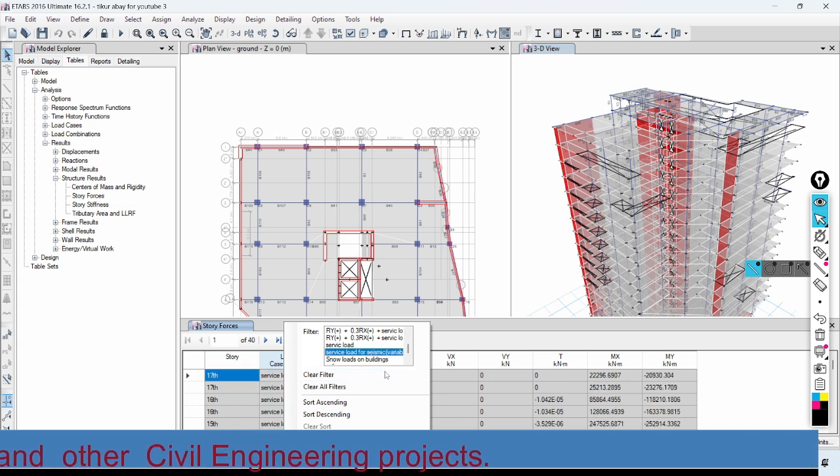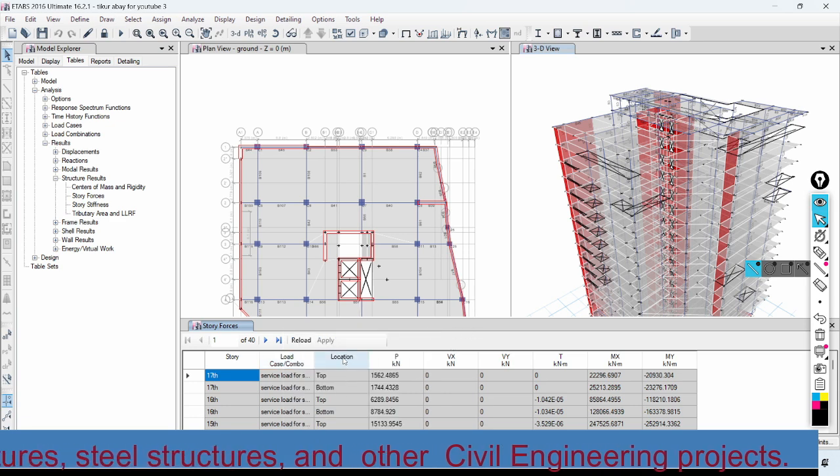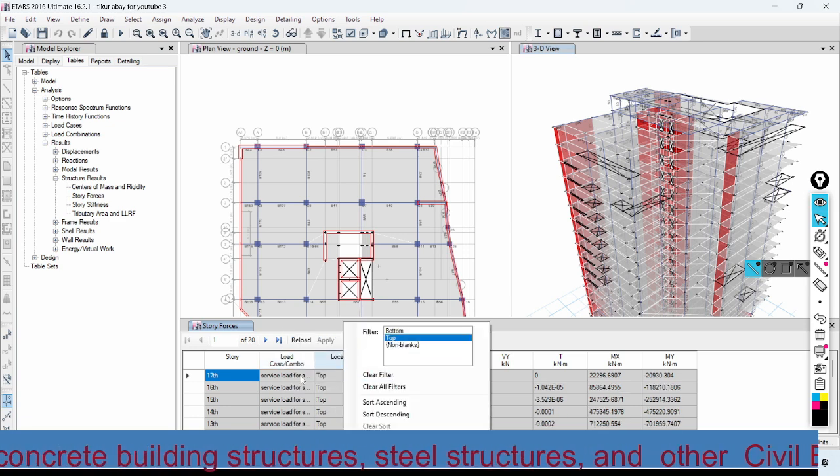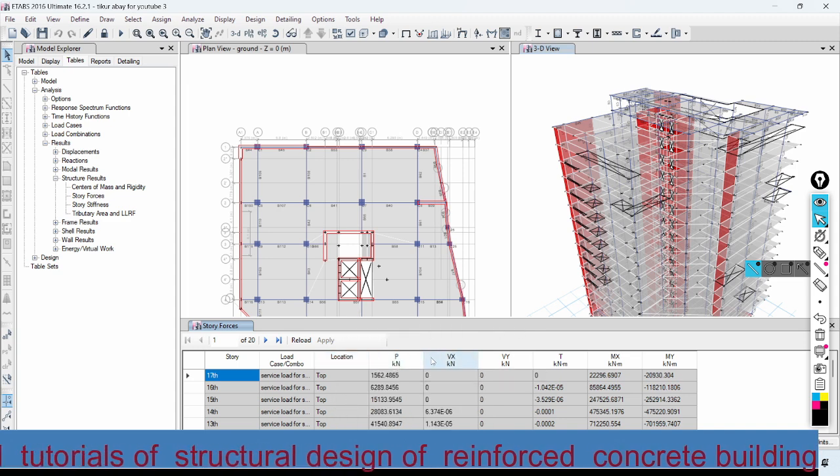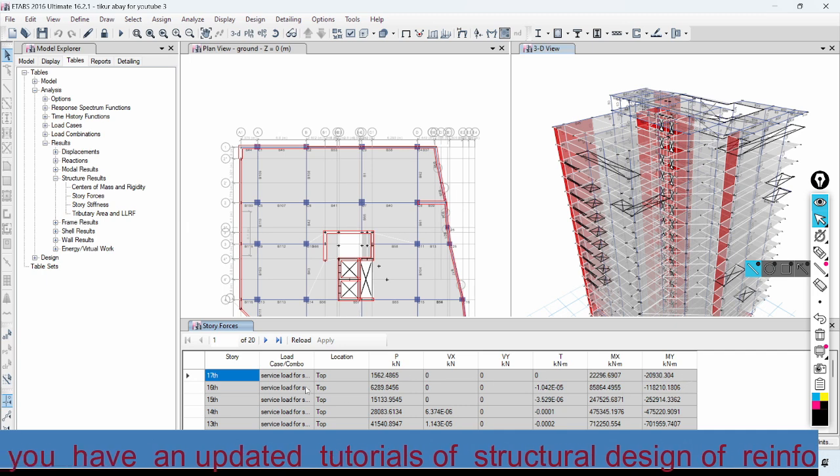The service load for gravity. I need to pick this one, and the location has to be at the top because lateral forces are applied at the top of the structure. And here, this is the value of P.